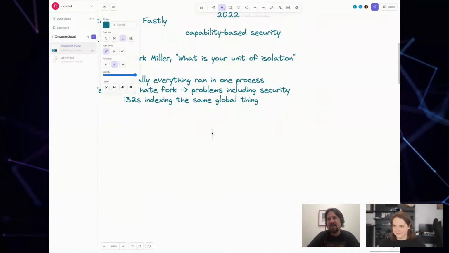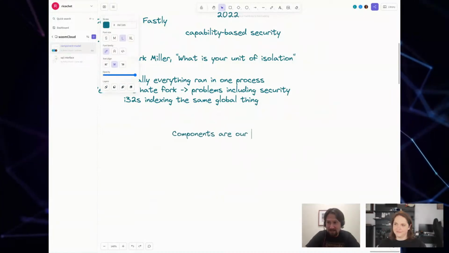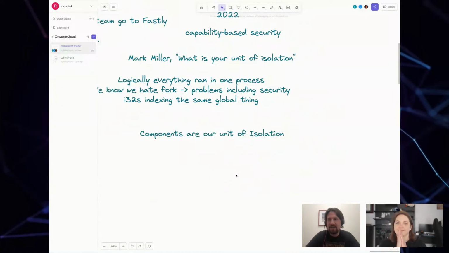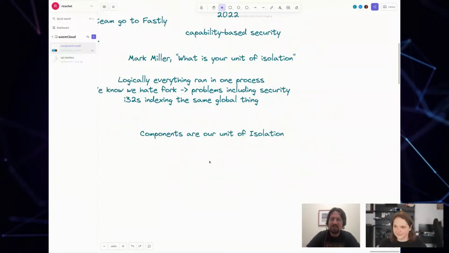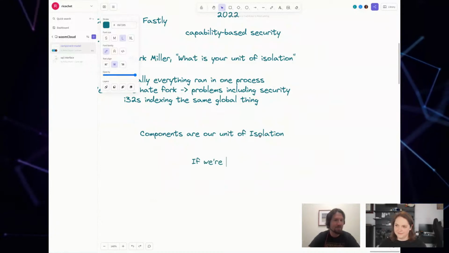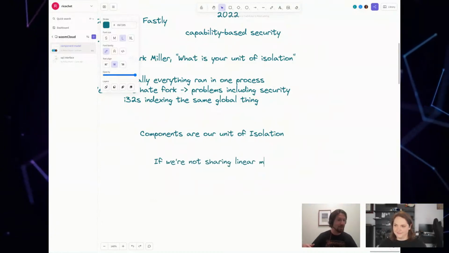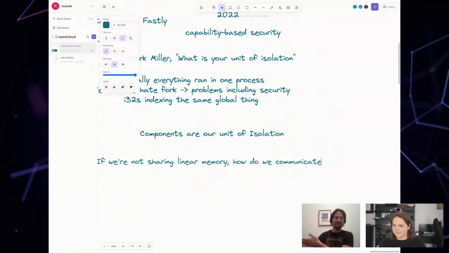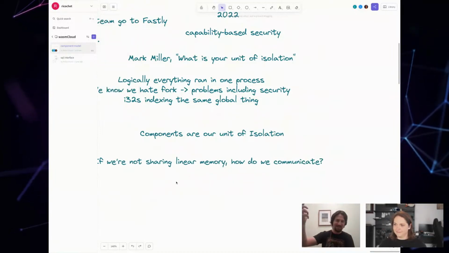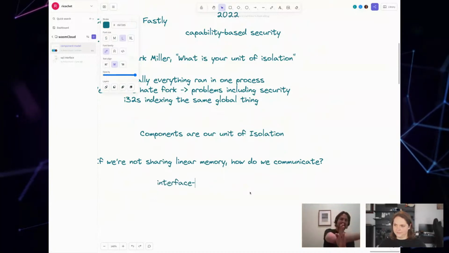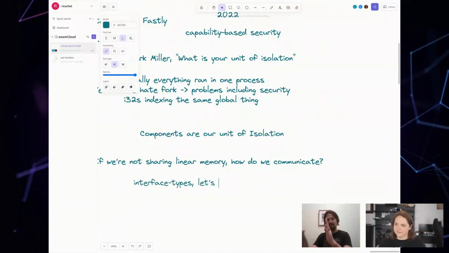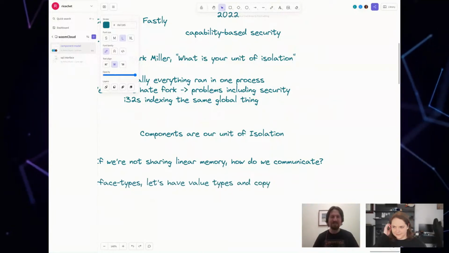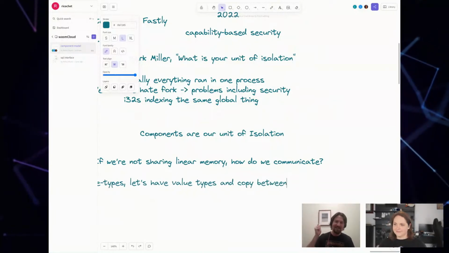So you could say, asking this question in a WASI context, if we're not sharing linear memory, how in the world do we communicate between two of these things? Is it all messages or sockets or streams? How do they talk? We have this interface types effort going, which says, let's have value types and say how we copy them between two different memories, or between Wasm memory and the browser and vice versa. So we repurposed interface types and said, hey, that is going in a direction.